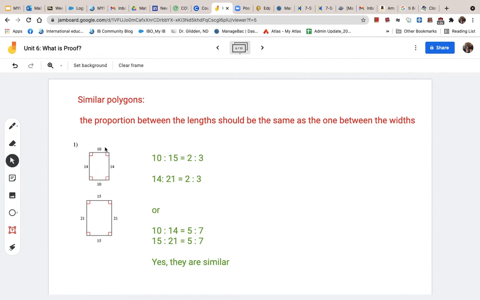The other way to think about that is we're going to look at the ratio between the length and the width in one rectangle and then compare it to the ratio in another rectangle. So 10 to 14, which can be simplified as 5 to 7, that's the top one. And the bottom one would be 15 to 21, which can be simplified as 5 to 7 as well. So as you can see, the ratios are the same, so we can confidently state that yes, they are similar polygons, they are similar rectangles.